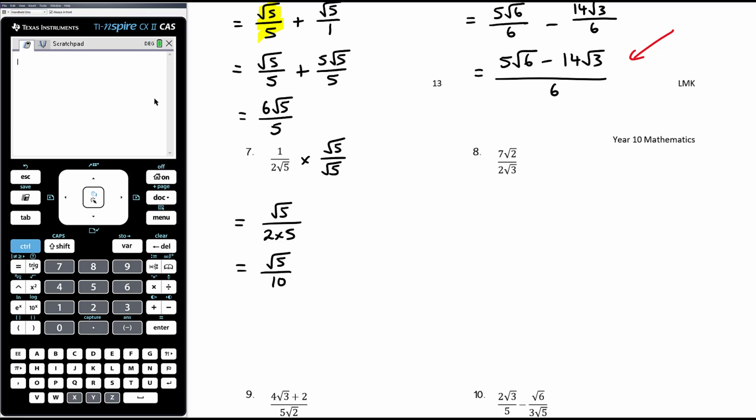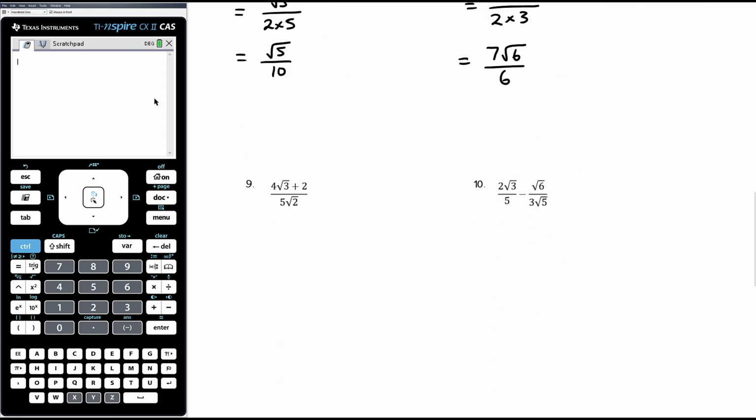Alright, again, part 8, we don't need to multiply top and bottom by 2 root 3. We only need to rationalise, which means just multiplying by root 3. So when we do that, the numerator is going to become 7 root 2 times root 3, so that's 7 root 6, and the denominator is 2, now root 3 times root 3 is just 3. So we've got 7 root 6 over 6. Fractions in simplest form, surds in simplest form, everything's good.